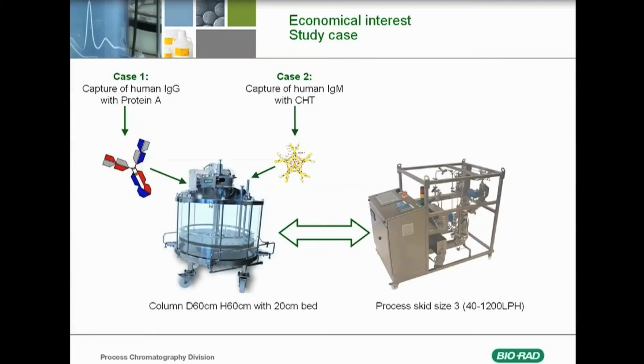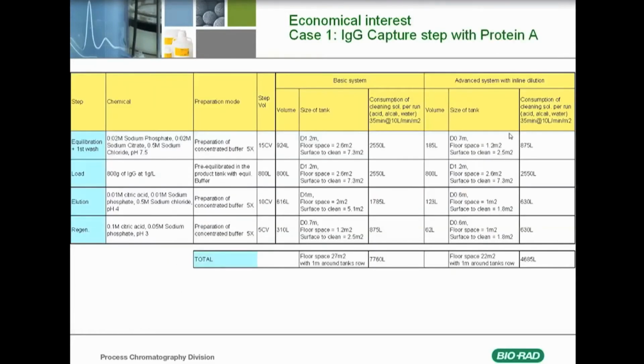And we have arbitrarily chosen a column, 60 by 60, and we combine it with a process kit size 3, which is our sizing, which goes up to 1200 liters per hour, so a system suitable for this kind of column. If we consider the first case, the IgG capture with protein A, typically for protein A, the chemicals being used for equilibration and first wash, for elution, and for regeneration are different. And there are a lot of applications like that where we don't use the same chemical.